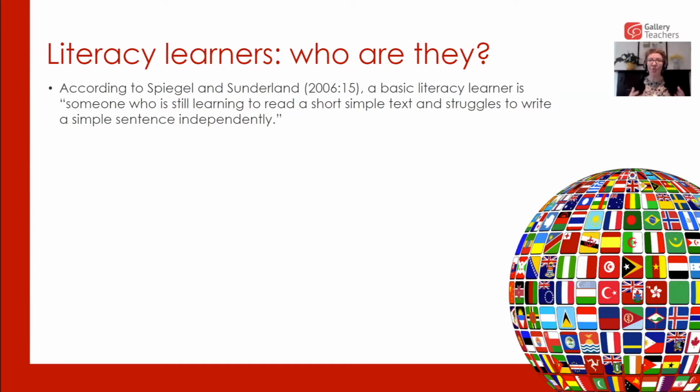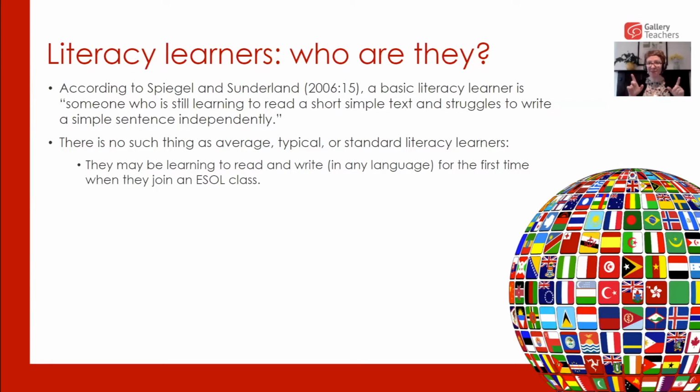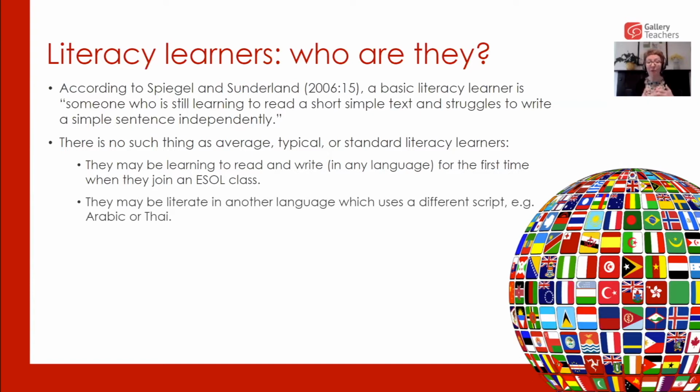But in terms of saying who they are, well, the reason why it's really tricky to visualize this classroom filled with literacy learners is that technically there's no such thing as an average, standard, or typical literacy learner. What do we mean by this? Well, those people could be learning to read and write in any language for the first time when they come into our classroom. So they may not be literate in their first language. Also, they could be perfectly literate in another language, which uses a different script, for example, Arabic or Thai. And in my experience, that's the most common situation.